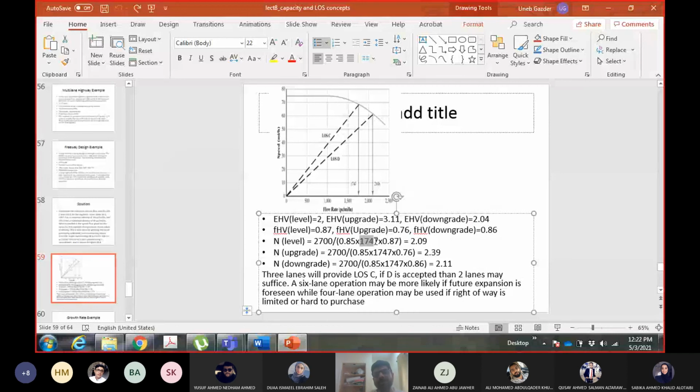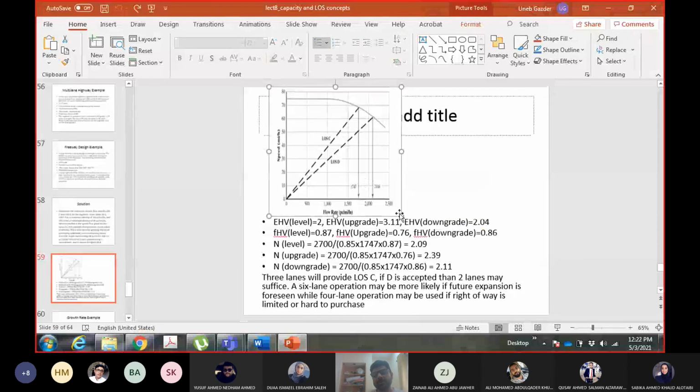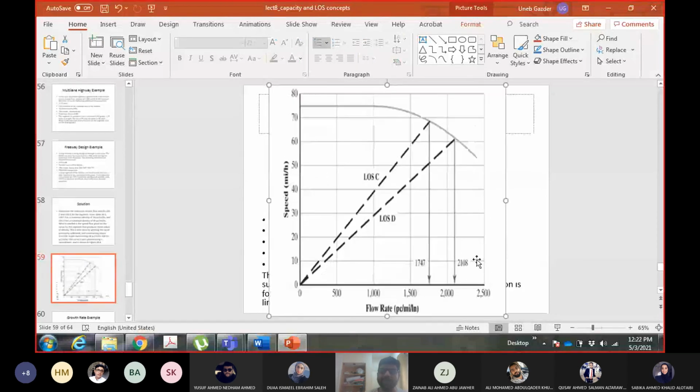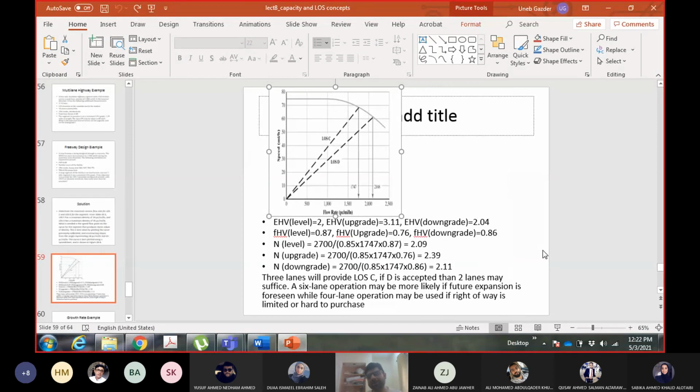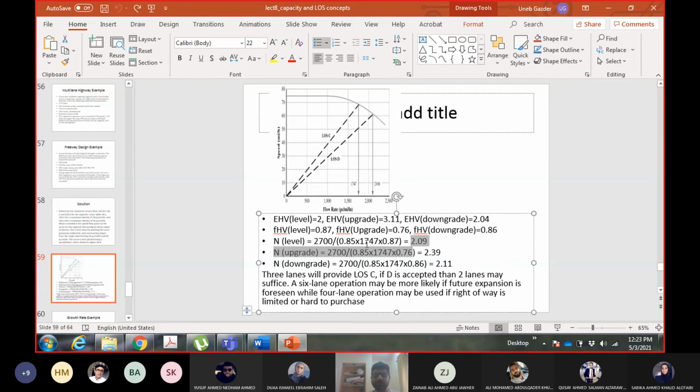If this value is under the maximum service flow rate of D, which is 2108, then your level of service is D. D is also acceptable. They said in the question that D is the minimum. So if you are getting a maximum service flow rate less than 2108, we are maintaining level of service D. This is enough for the present condition. So you can check: if I put 2 lanes here, what is the maximum service flow rate? Am I getting it less than the maximum service flow rate of D? If it is, then providing 2 lanes is enough.